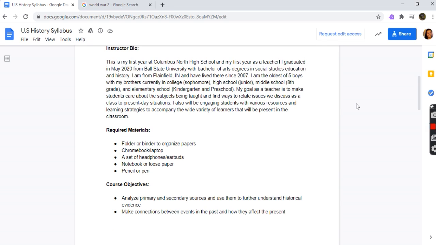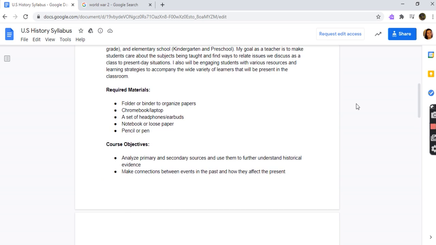Required materials: folder or binder to organize papers, Chromebook or laptop, a set of headphones or earbuds, notebook or loose paper, pen or pencil. If you use a pen, you cannot erase anything, so pencil is just required to use. Analyze primary and secondary sources and use them for further understanding of historical evidence. Make connections between events in the past and how they affect the present.